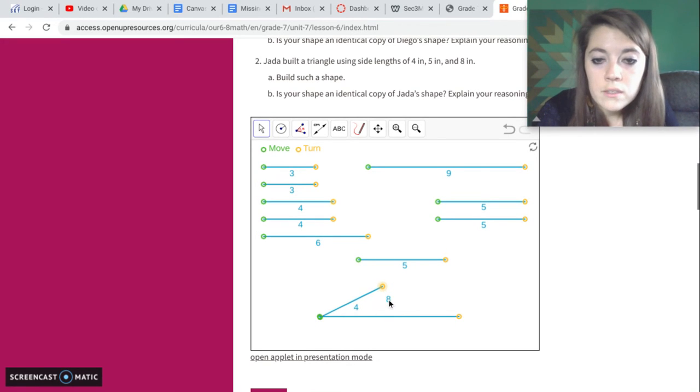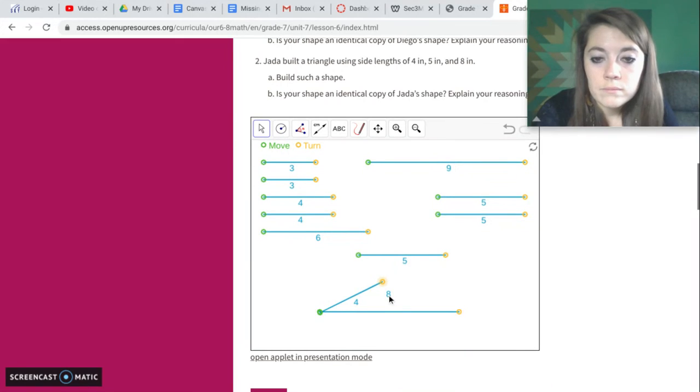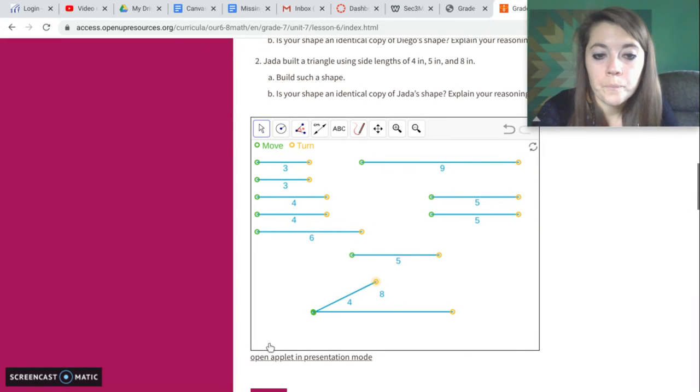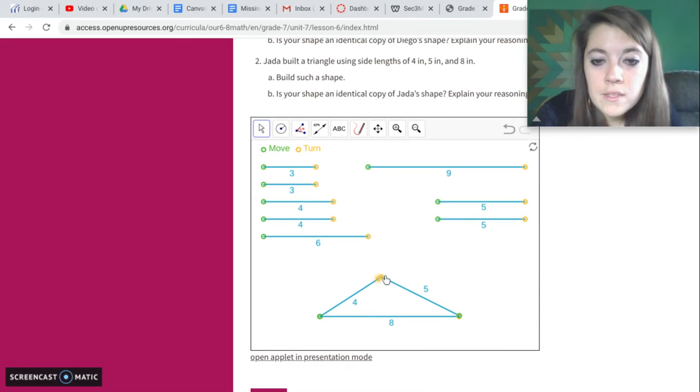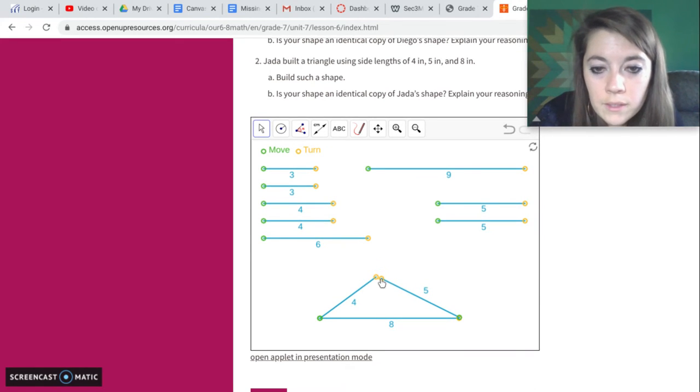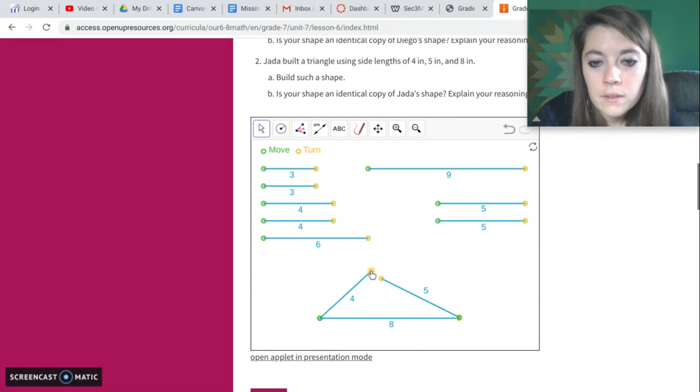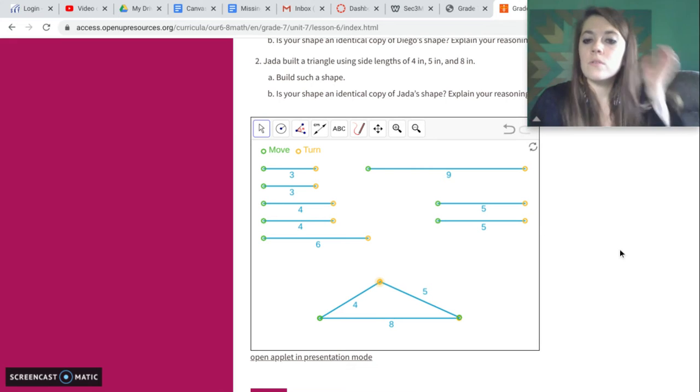Oops, I moved the 8. Okay, hang on. So we have our 4 and we have our 5. Now what we need to do is make it so these line up to form our triangle. And this is being highly, highly picky on me. So hang on here. Let's see, bring this one down a bit, this one over. Okay, so those lined up.